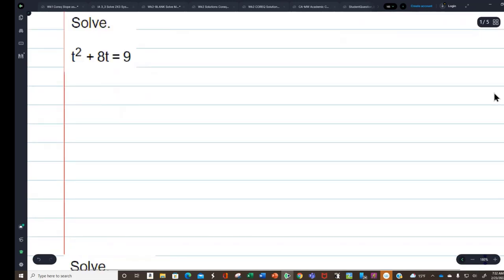Here we have a quadratic equation. Now here's a quadratic function. Well, let me wait to do that. Here's our equation. Now, the first thing we have to do when we have three terms like this is we have to use the zero principle, or property.